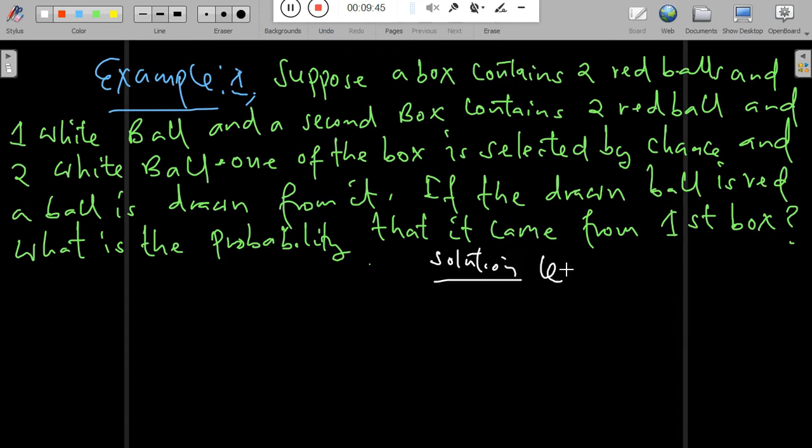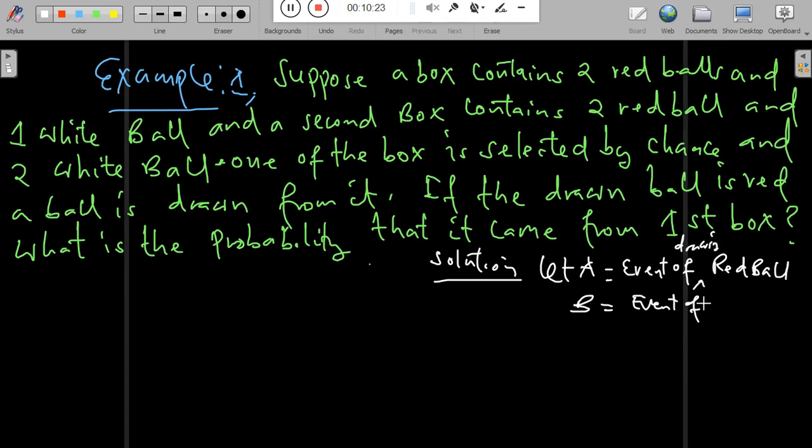Solution. What we need to indicate first is to write out A to be the event of drawing a red ball, and we let B be the event of choosing the first box. So there are two decisions that were made. The first, letter A, is the event of drawing a red ball. And B is the event of choosing the first box.